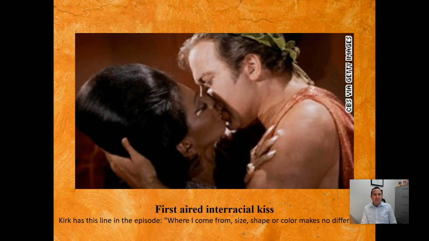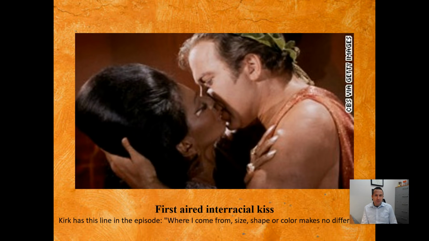Well, obviously in the real world United States, all those things did make a difference, especially color. But here was Star Trek, a sci-fi show, being quite progressive, quite liberal. And theoretically, because the show takes place in the future, the United States had hopefully gotten past that point. Now, it was said very interestingly that this shot, the kiss, they filmed it multiple times.